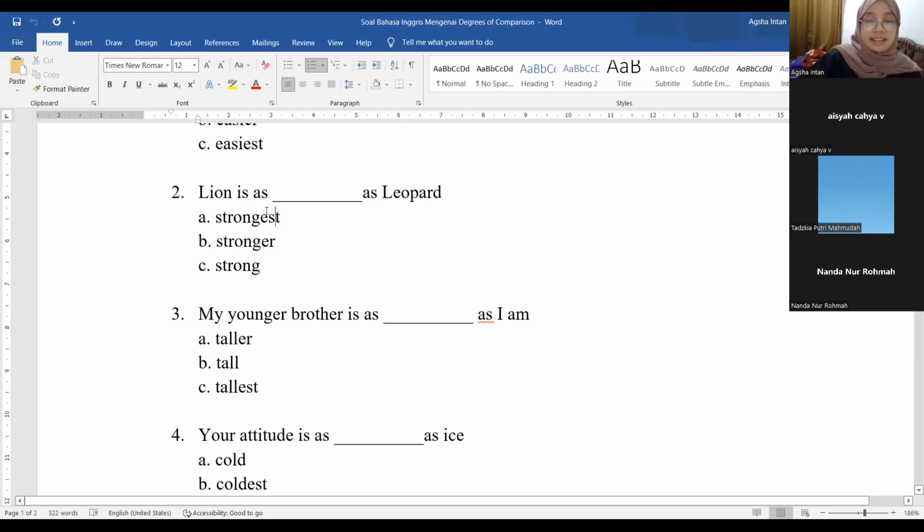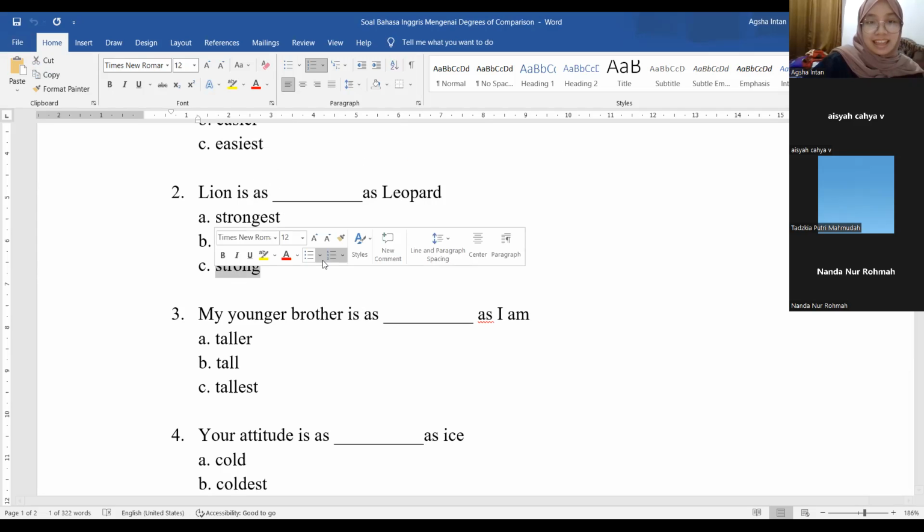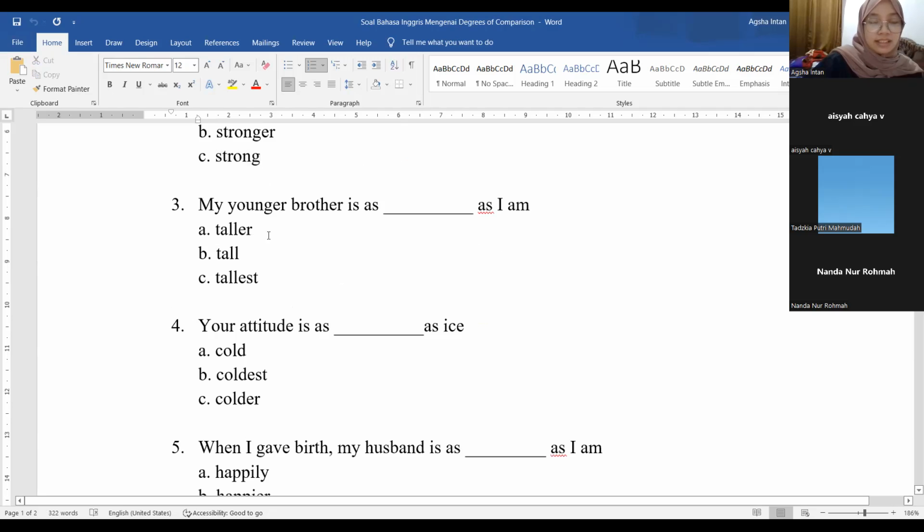All right, so we need to spot as here. It indicates the positive degree in degrees of comparison. It is comparing the same thing. It has no difference in this context. So the answer is C, strong. Because if it were stronger, you wouldn't need as here. Lion is stronger than leopard. But because there is as here, it indicates the positive degree. So the answer should be C. Thank you for trying. All right, let's go on to number 3.